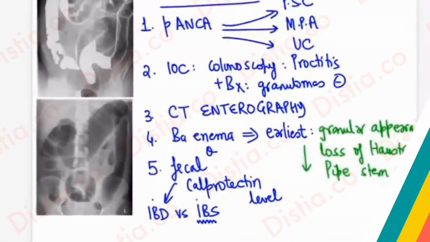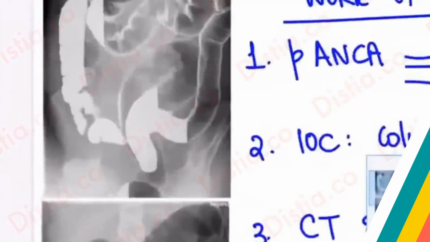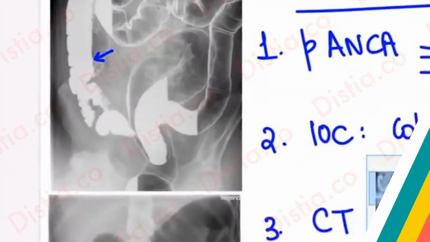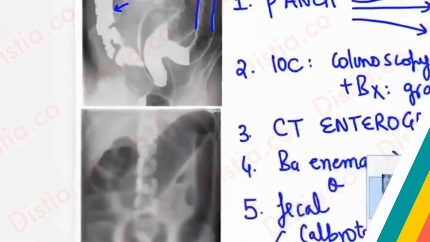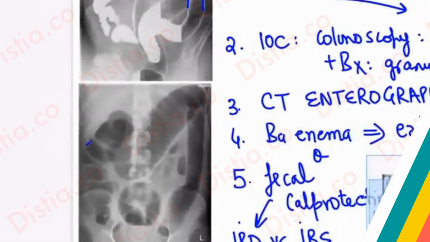Once you get the workup of these patients, I just want you to scan these images. You can definitely notice a very characteristic loss of haustrations that is developing in this person. The term used is pipe stem colon. And in the second image, you can notice these dilated bowel loops. That is secondary to the megacolon that is occurring in this person.